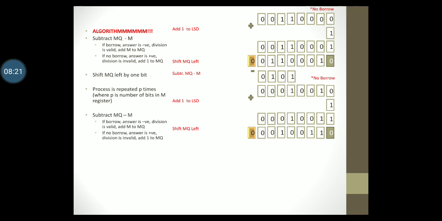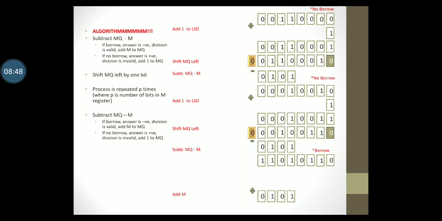The next step of the algorithm is very similar to the first step. So let's just go ahead and do it. Subtract MQ minus M again. We get the answer as this. Notice that during subtraction we require a borrow. So as per the step, if there is a borrow, the answer is negative, division is valid, add M to MQ. So go ahead and add M to MQ. We get the answer as this. There is a carry of 1, we ignore this carry.